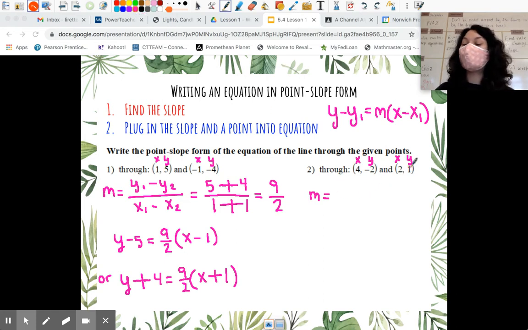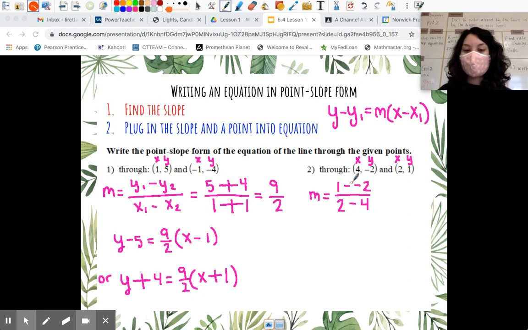So I want to start with a y value. I'll start with the second ordered pair this time. That y value is 1, and then I subtract a negative 2. There we go. So now since I've started with this y value, I have to start with this x value, which is 2. And I subtract a 4.